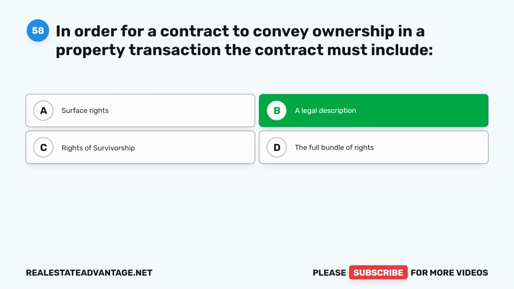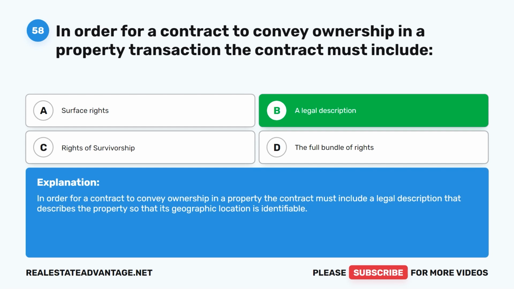The correct answer is B. A legal description. In order for a contract to convey ownership in a property, the contract must include a legal description that describes the property so that its geographic location is identifiable.